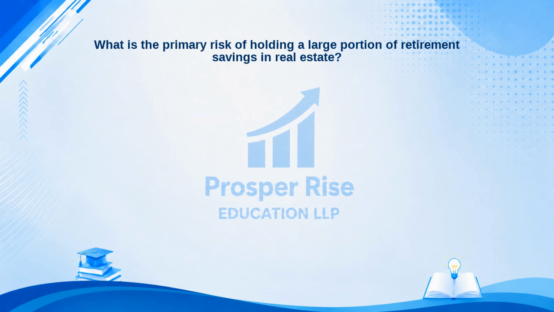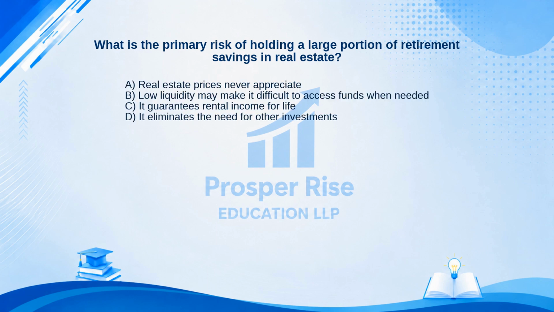Moving on to the next one. What is the primary risk of holding a large portion of retirement savings in real estate? Here are your options. A. Real estate prices never appreciate. B. Low liquidity may make it difficult to access funds when needed. C. It guarantees rental income for life. Or D. It eliminates the need for other investments.